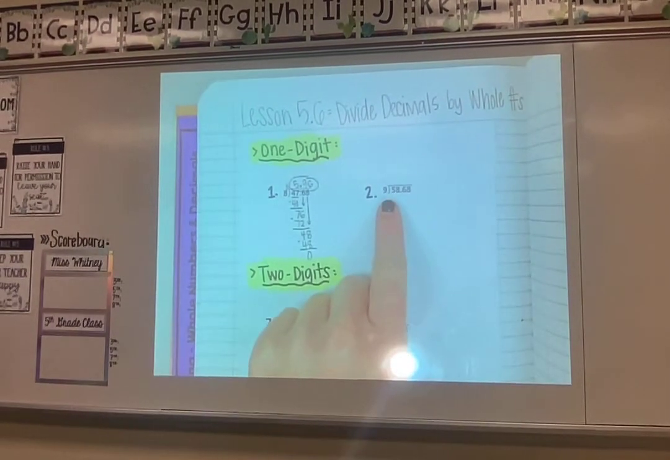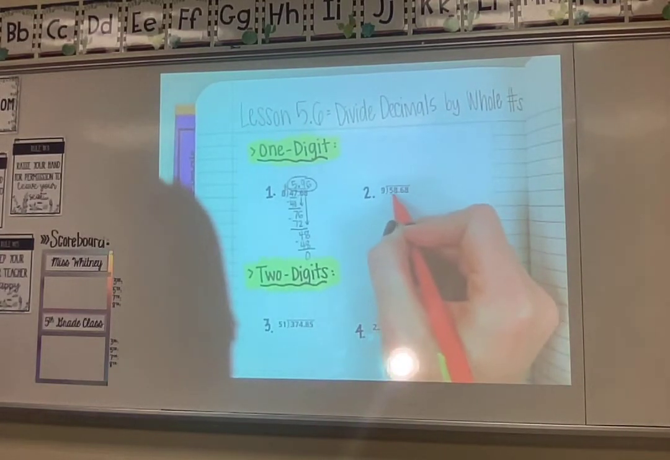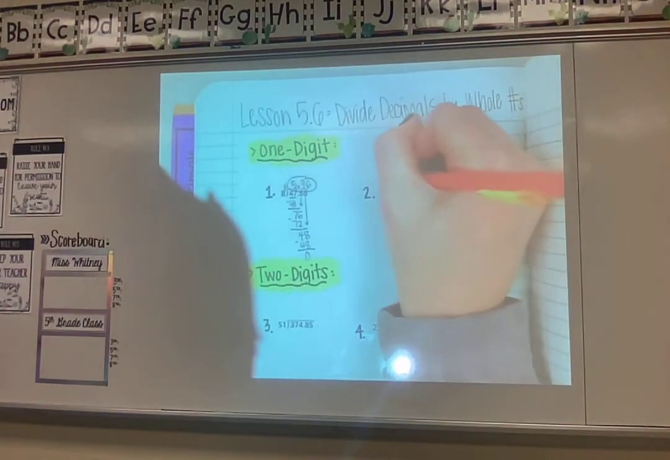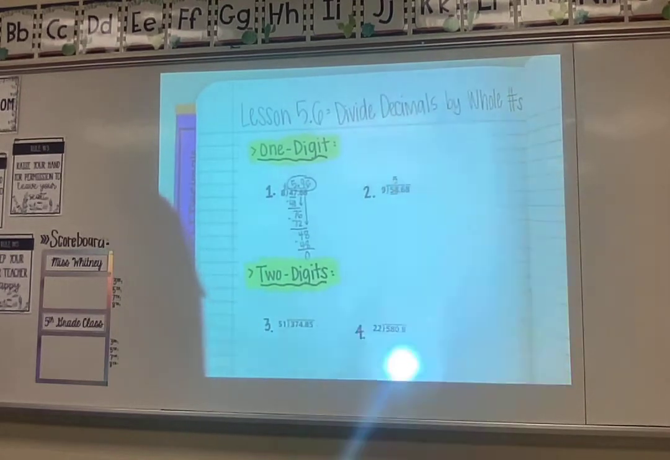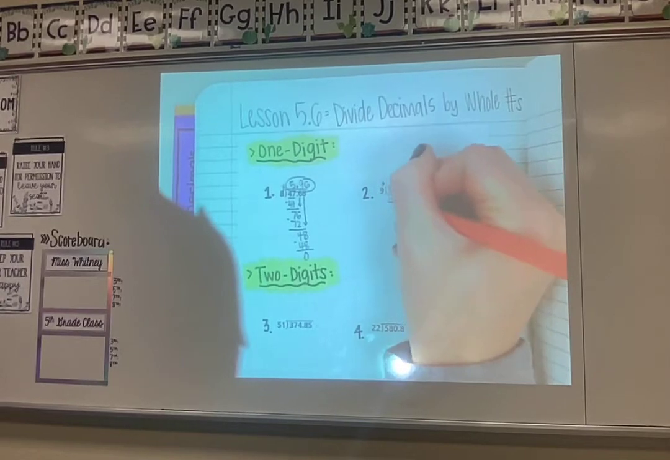Okay, let's try number 2. I'm dividing by 9, so will 9 fit into 5? No, so I'm going to look at 58. How many 9s will fit into 58? That would be 5. Notice I wrote it right above where I'm working. 9 times 5 is 45.